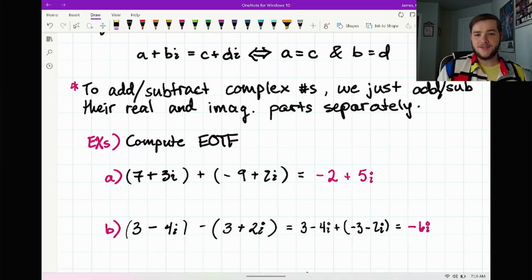The correct answer is -6i. Notice I have a minus sign this time. So if it helps to distribute that minus sign and write it as addition, you can. That's what I did in my first step. Or you can just subtract the like terms. 3 minus 3 is 0, so I have no real part anymore. And -4 minus 2 is -6i.